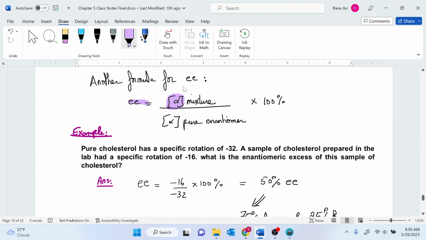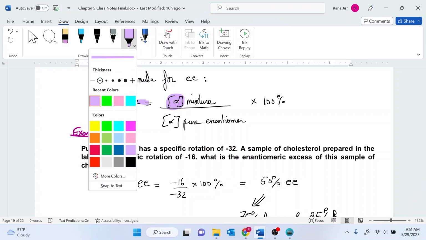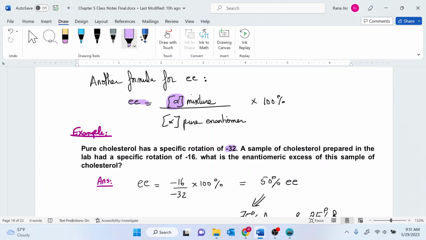Another formula for the enantiomeric excess takes into consideration the specific rotation of the mixture versus the pure enantiomer. So if you are given information about the specific rotation, the angle, here I have a specific rotation of the pure enantiomer. Please include the signs whenever you are doing the calculation. And you have the specific rotation of the mixture, which is -16. You need to calculate the enantiomeric excess. So you divide them over each other, multiply by 100, and this is the enantiomeric excess.